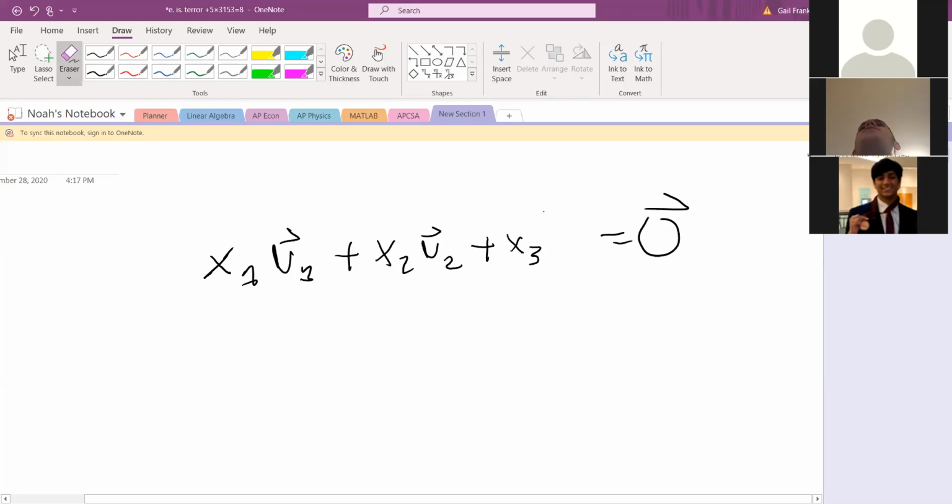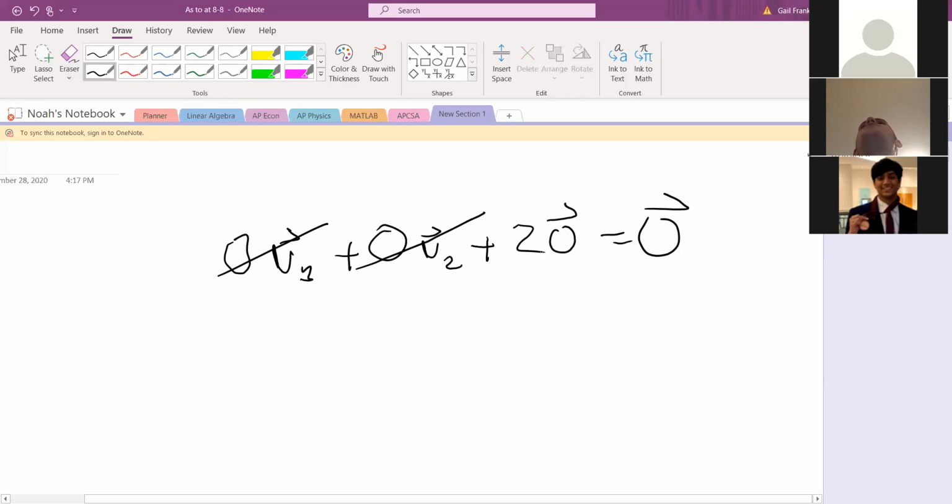So if one of these vectors happens to be the 0 vector itself, like here, it's dependent. And why? Because you can call x1 0, so this cancels, x2 0, this cancels. But then you can give this, say, 2. 2 times the 0 vector is still the 0 vector. So you really just have the 0 vector equals the 0 vector. So that's why the 0 vector always makes a set dependent.